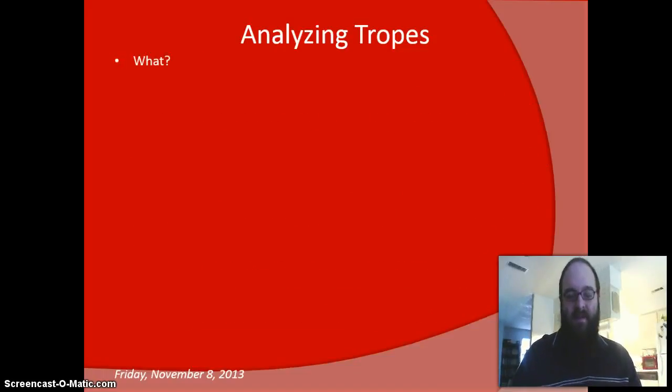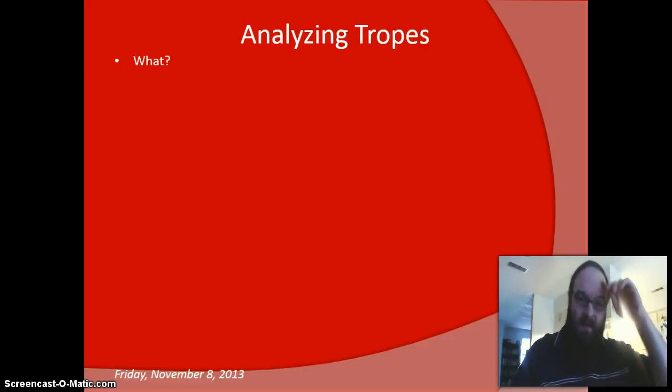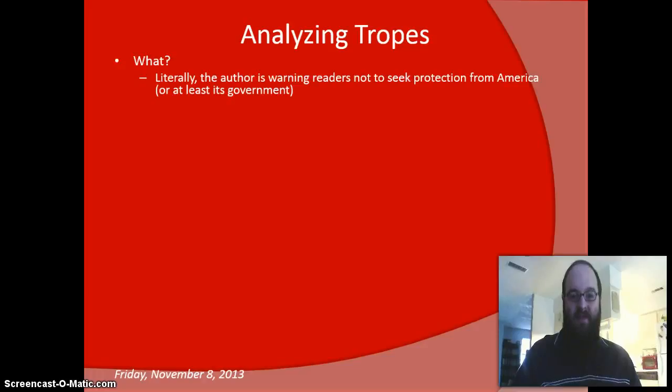So let's talk about the what, the how, and the why. So what are we looking at? What literally is the author saying by using this symbol and this personification? Literally, the author is warning readers not to seek protection from America, or at least from its government. Remember, Hawthorne was severely annoyed, that's probably putting it politely, about having been fired from his government job at the Port of Salem, and so he's kind of hinting that we should not think that our government really protects us like we want to think.